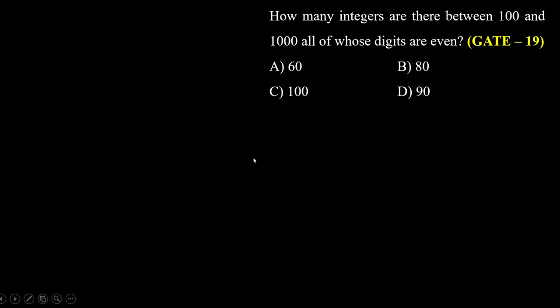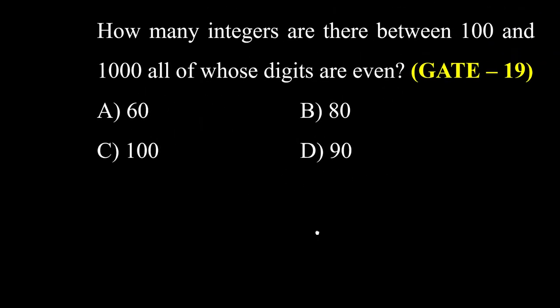My next question is this. I hope you people can answer this, but read the question carefully. How many integers are there between 100 and 1000, all of whose digits are even? Can anyone tell one example like that? Satisfying that? One example, answer we'll see later.